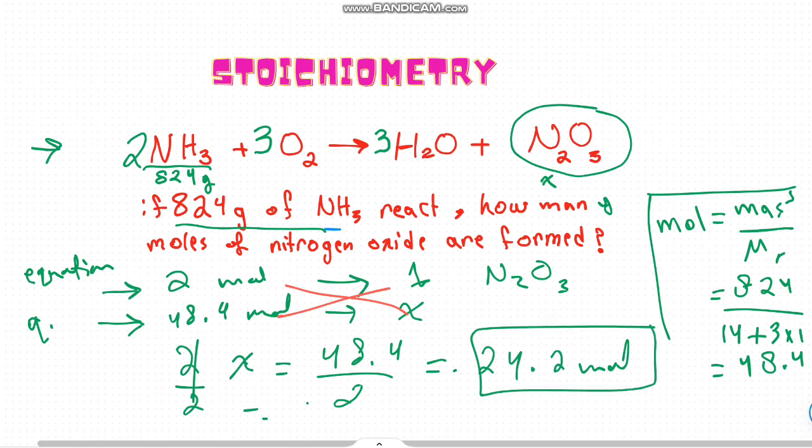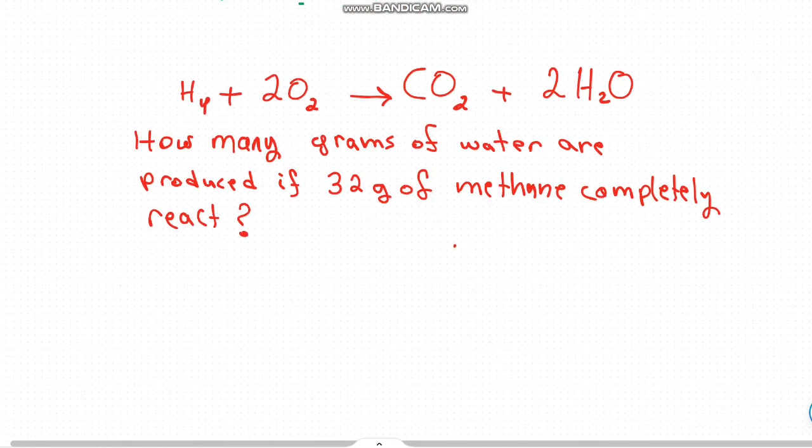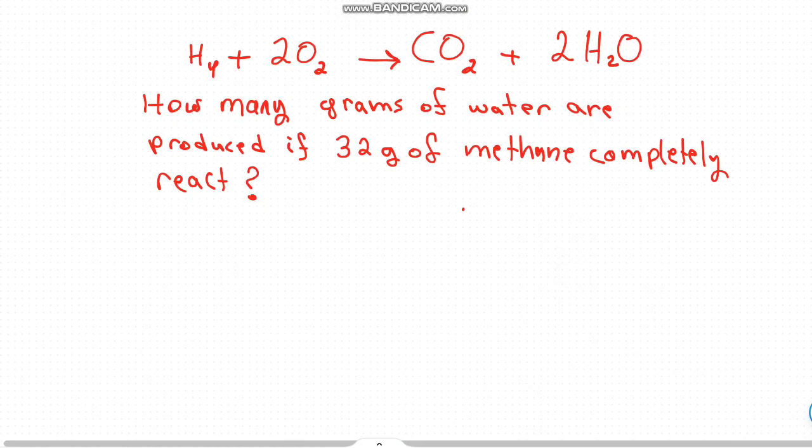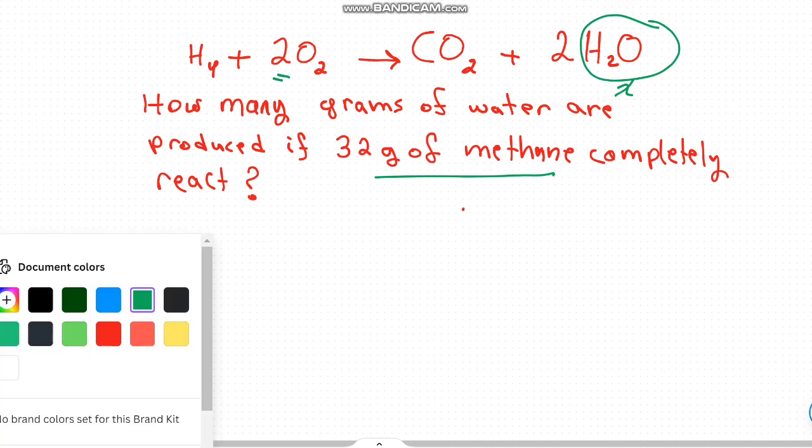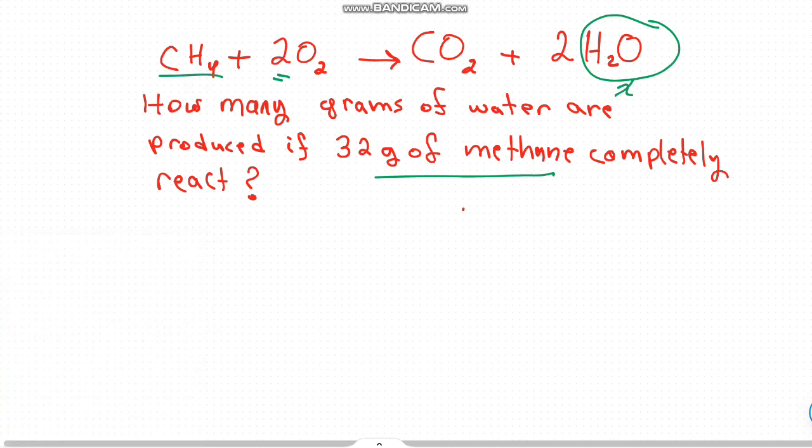Okay, let's move to the next question. Before reading, check the balancing. Since there are coefficients here, it means it is already balanced. The question: how many grams of water? So it is asking about water. Circle and write X. Produced 32 grams of methane, underline it. This is methane, CH4. Underline it and write 32 grams of methane.